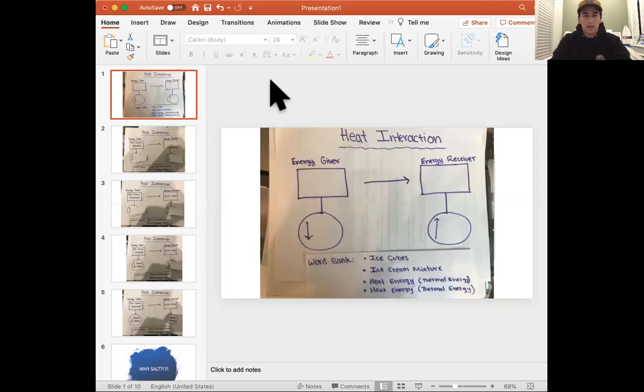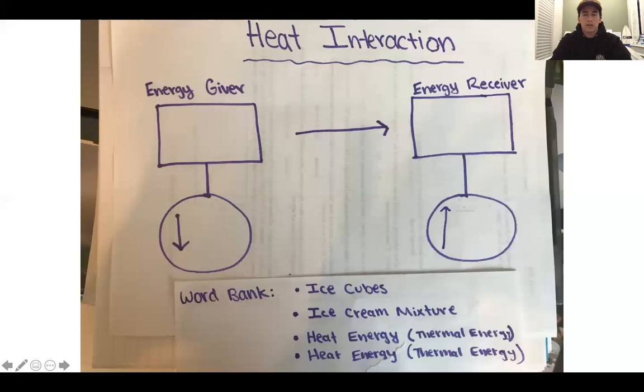Okay, hi everyone. So what I'm going to be doing next is we are going to go over all of the questions and overall wrap up what we've learned today. So what I'm going to do is I'm going to share my screen, and while I'm sharing my screen, we're going to go over the energy diagram for the ice cream in a bag experiment.